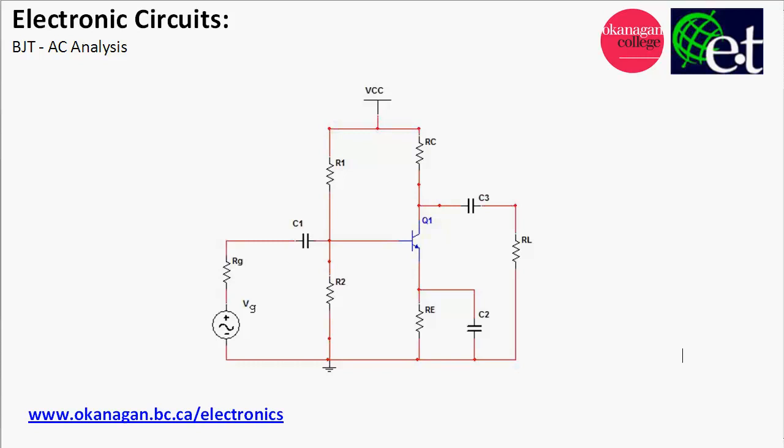This video is an introduction to AC analysis on single-stage bipolar junction transistor circuits. Quite a mouthful, but let's get on with it. So we see here a simple common emitter amplifier with a voltage divider bias.